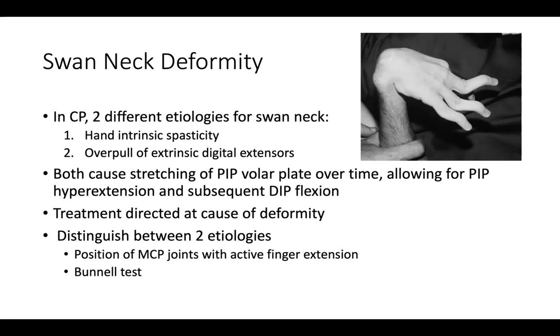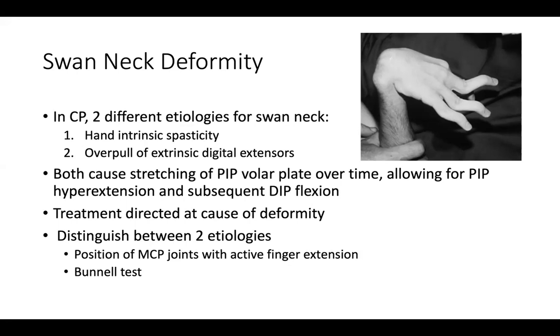And you can distinguish between the two in a couple of ways. Looking at the position of the MCP joints when the patient tries to actively extend the fingers will give you a clue. So in cases where the intrinsics are tight, the MCP joint will flex when the patient attempts to extend because the intrinsics are volar to the axis of rotation of the MCP joints. And then you can also do a Bunnell test for intrinsic tightness, which will be positive, obviously. So they will have improved passive flexion of the PIP joints when the MCP joints are flexed.